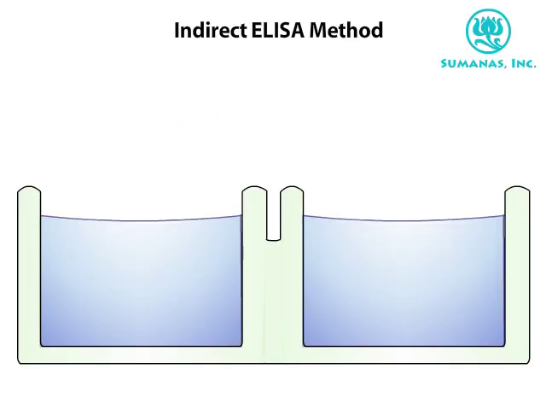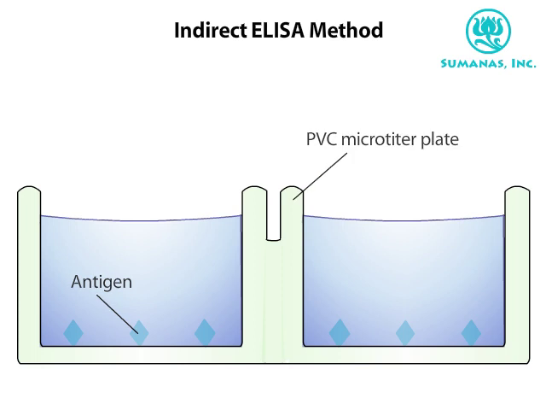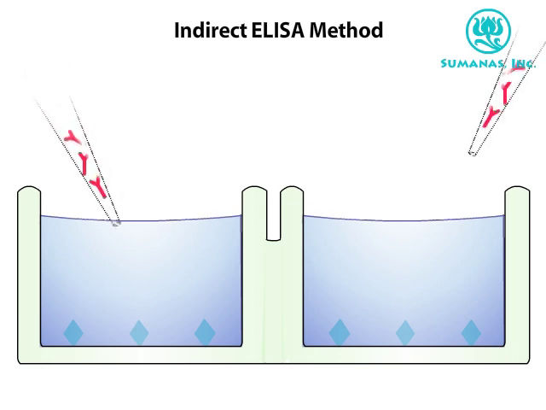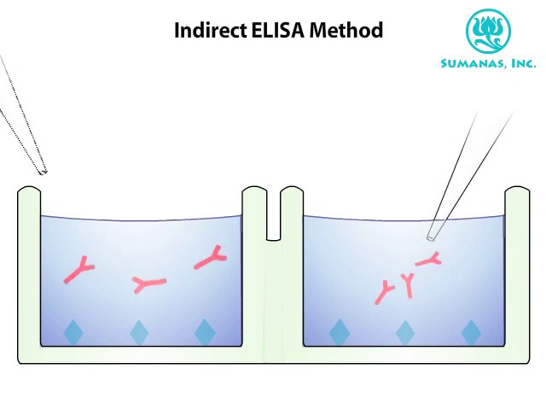The indirect ELISA test is one that determines whether a specific antibody, for example, HIV antibody, is present in a sample such as serum. In this case, the appropriate antigen is first absorbed to the walls of the microtiter plate. Serum that might contain antibodies against the antigen is added to the well.